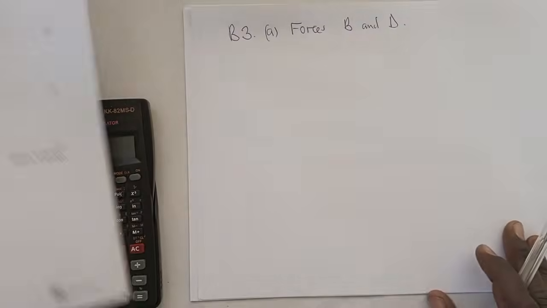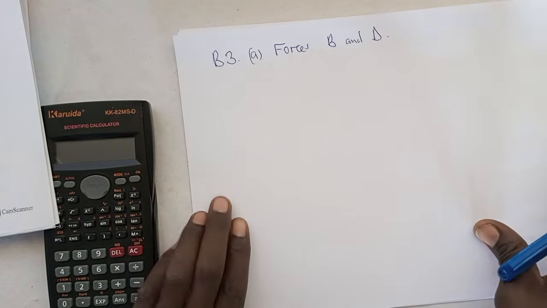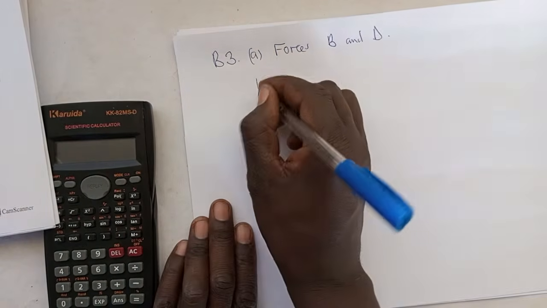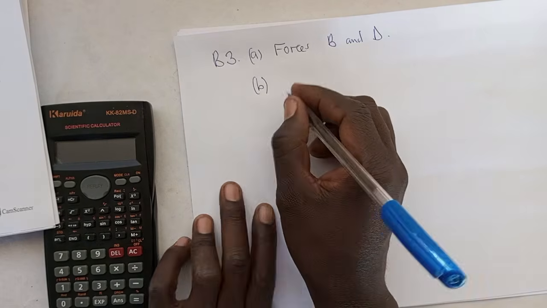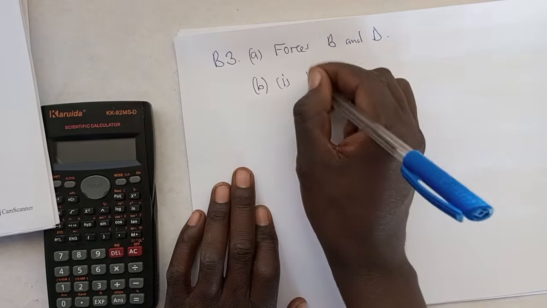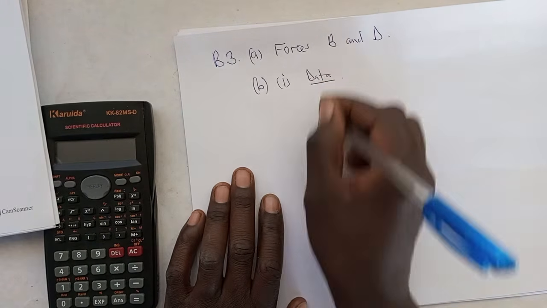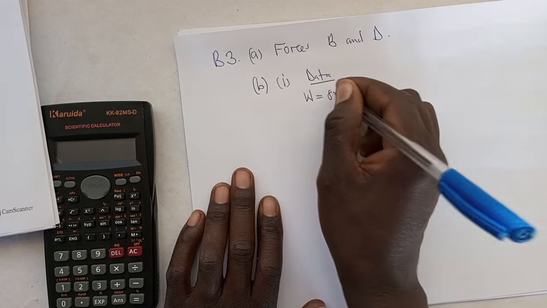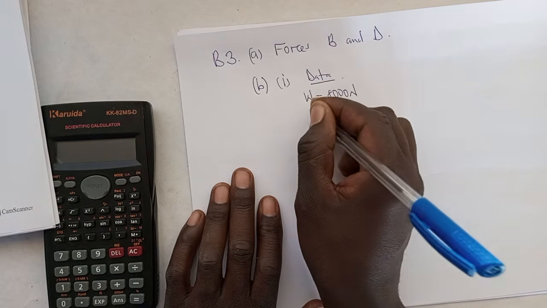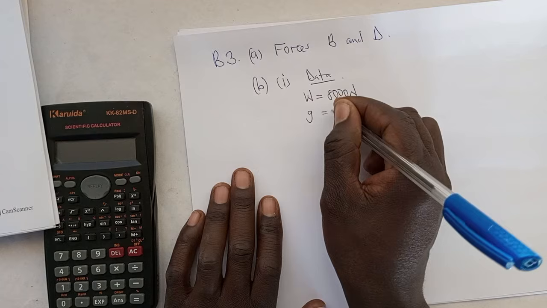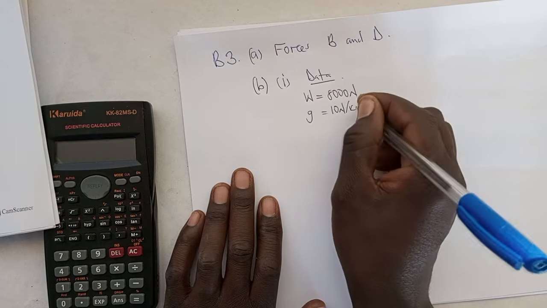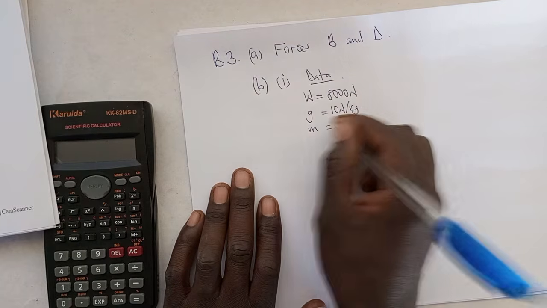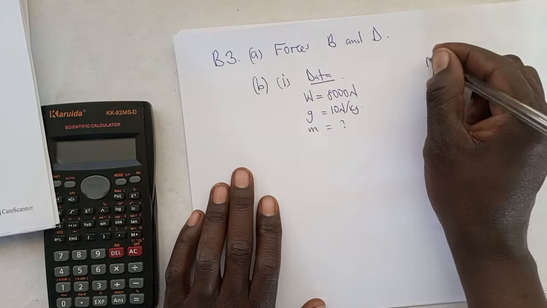Remember I said that in the back of your mind you need to understand that the mass of the car is basically 800. And how do we arrive at that 800? Well, when we write the data, we know that the weight of the car is 8,000 newtons. G, we are told that it is equal to 10 Newton per kg. And then the mass is what we do not know, and we are supposed to calculate that.